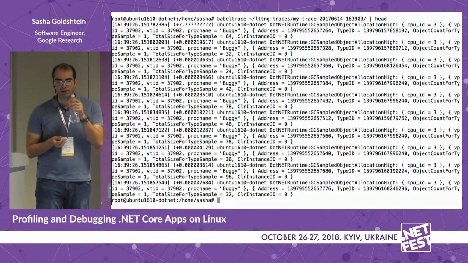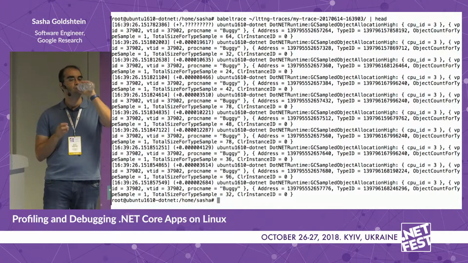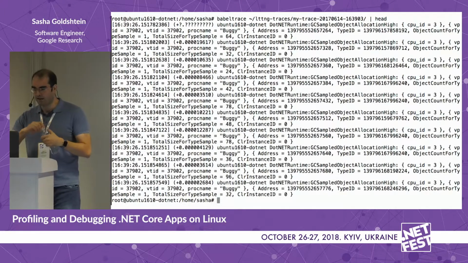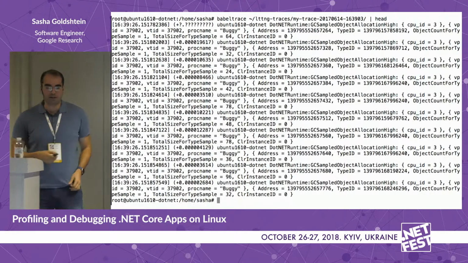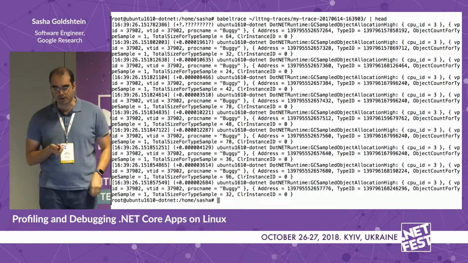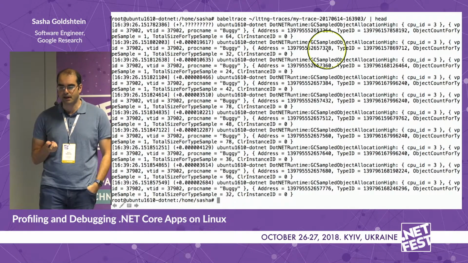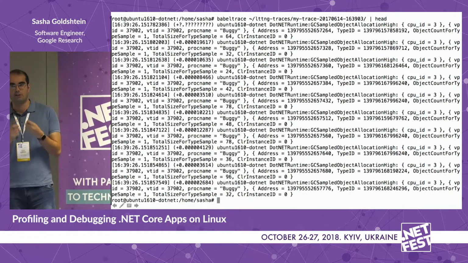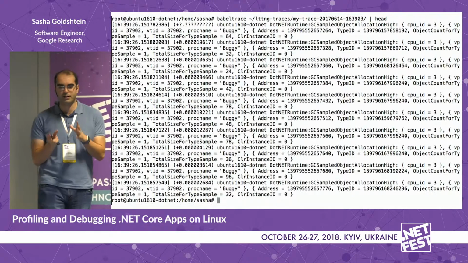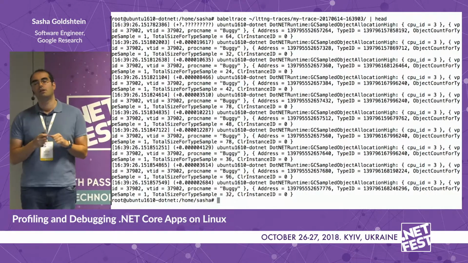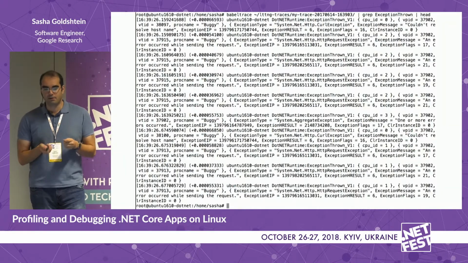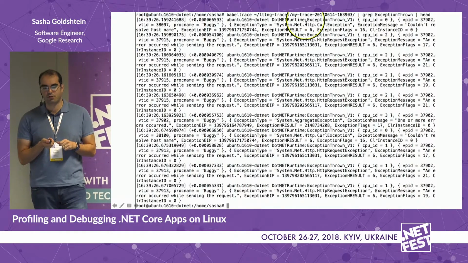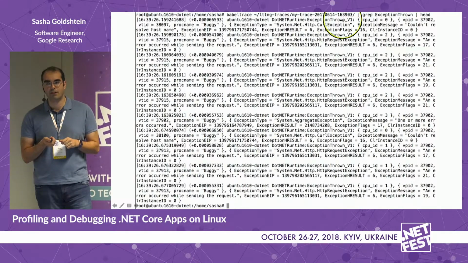And you can see some examples in this slide and a couple of next. These are some of the events in that recording. So one is called GC sampled allocation high. This is an event for tracing allocations. So every time an object is allocated, roughly, you get an event. Another example is exception thrown. So every time an exception is thrown, you get an event.